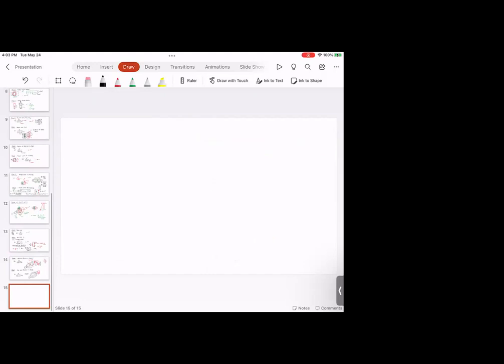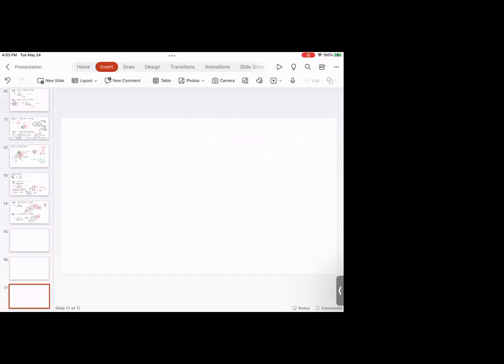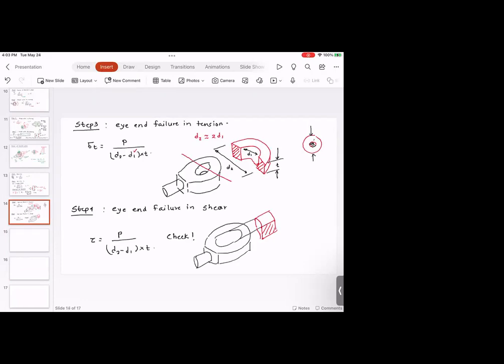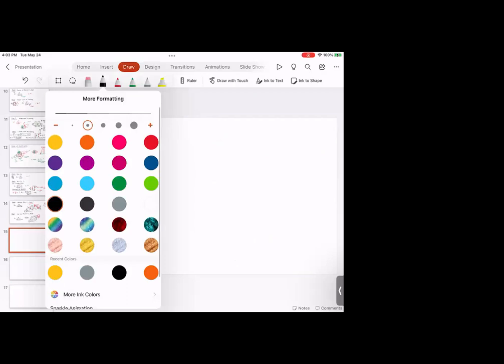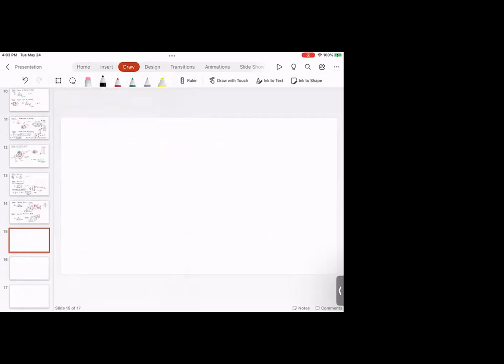The next part is you have to find the eye failure, so failure of eye in crushing.